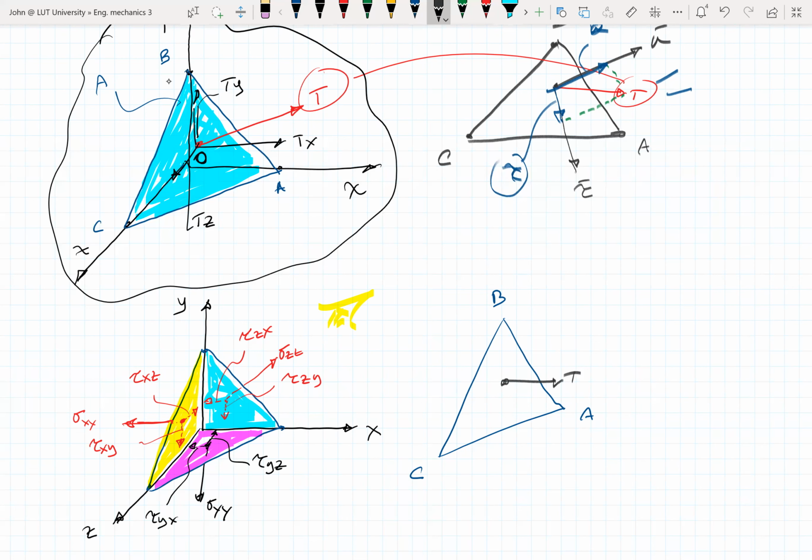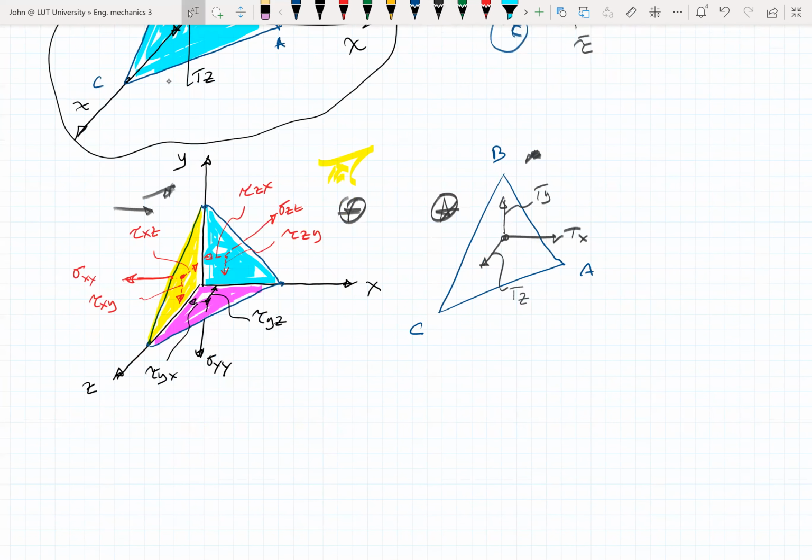T, how to put it better? Tx, Ty, and Tc. So these and these are kind of together. I just took this part away from the whole system that I'm drawing here, to have better visibility in here.